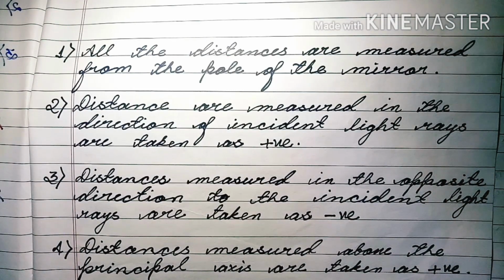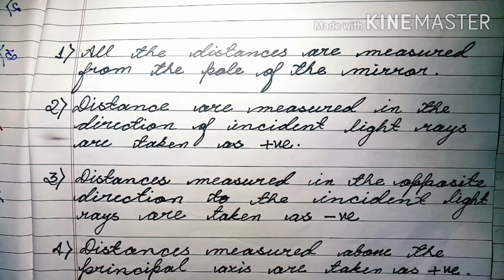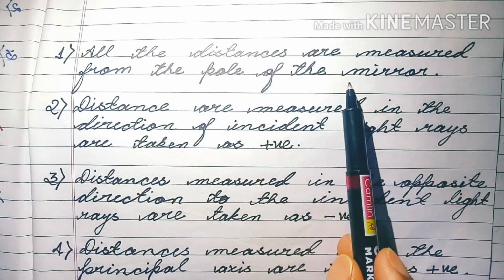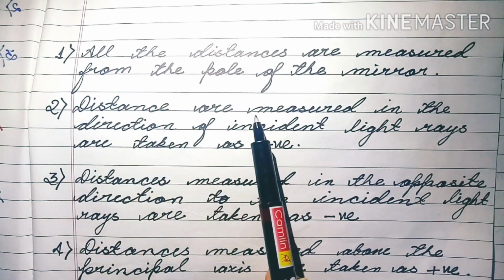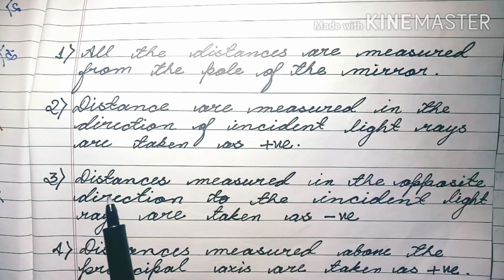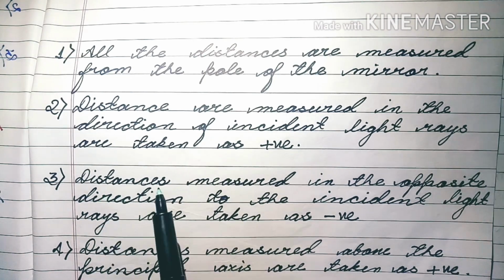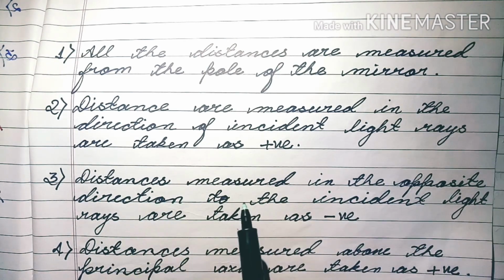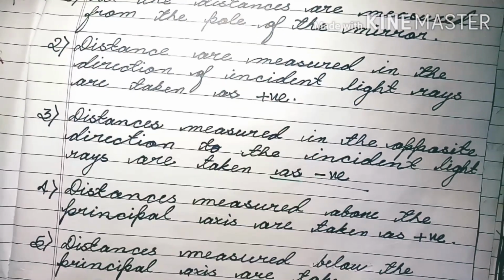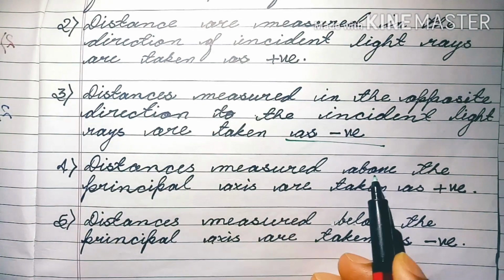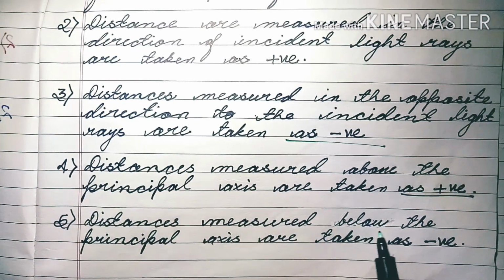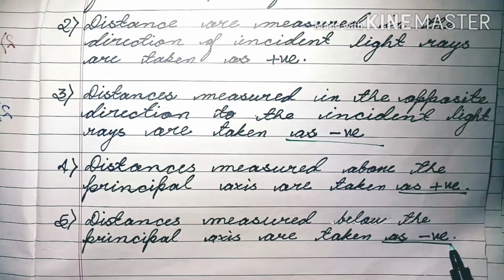So these are the points of the sign convention for spherical mirror, students. The first one is all the distances are measured from the pole of the mirror. Second, the distances measured in the direction of the incident light rays are taken as positive, and the third one is the distances measured in the opposite direction to the incident light rays are taken as negative, and the fourth one is the distances measured above the principal axis are taken as positive, and the distances measured below the principal axis are taken as negative.